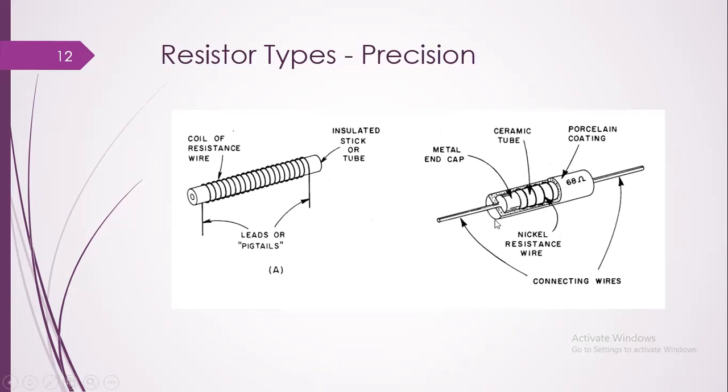So it leads to the pigtails like this one, and the internal aspect of this resistor can also be seen. It is a 68 ohm resistor made with a metal end cap. The internal aspects are the ceramic tube, the nickel resistance wire by which it is wound, the porcelain coating, the upper coated layer which is a porcelain material, and the connecting ends of the two wires, this one and this one, we can see.